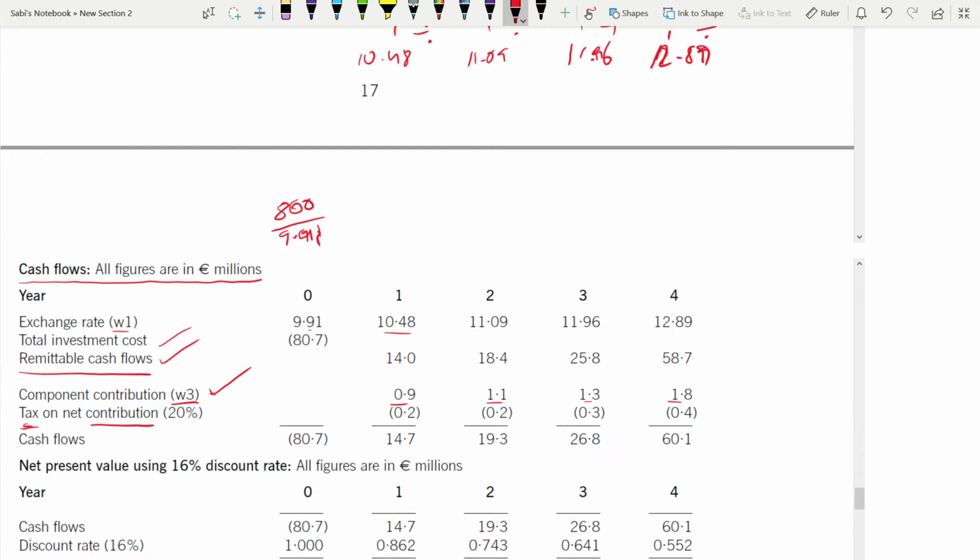So 20% of 0.9, if you take, you will get 0.18. So that's 0.1, and they have rounded up to one decimal place. That's why it is 0.2.